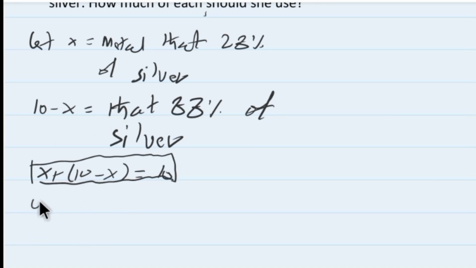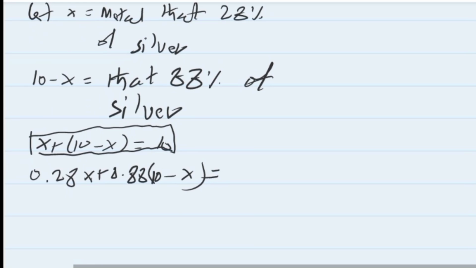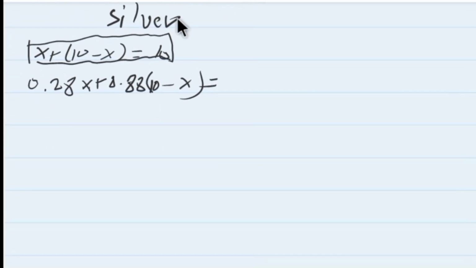That is 0.28 percentage of x plus 0.88 percentage of 10 minus x, and it makes 82% of silver, that is 0.82 times 10 mg of silver. So this is now our equation which we will solve to get the amounts of the metals.